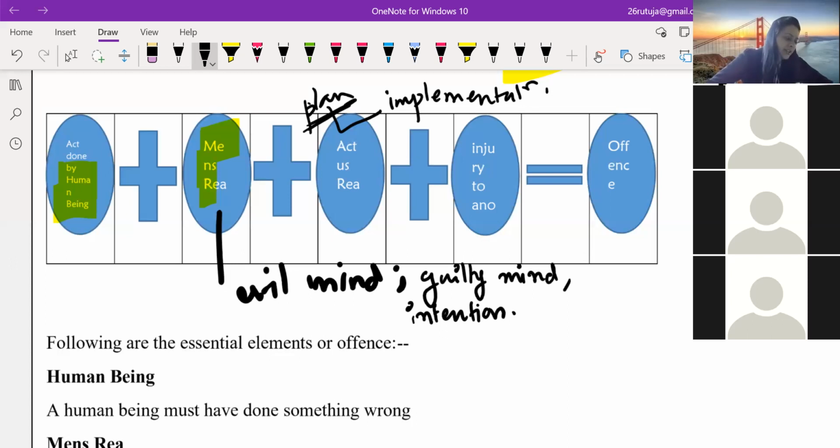वैसे तो हमने statement में सिर्फ एक statement में define किया है under CrPC, IPC, but उस एक statement से ये 4 essential ingredients we have removed. Okay, so all the 4 points are important. एक बार वापस मैं हेडिंग्स रिपीट कर रही हूँ. एक्ट डन बाय ह्यूमन बीइंग, मेंस रिया, एक्टस रिया, इंजरी टू अनदर पर्सन.